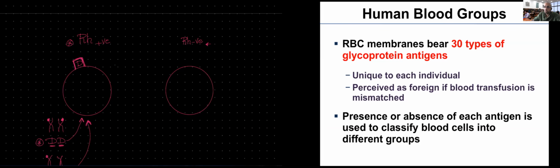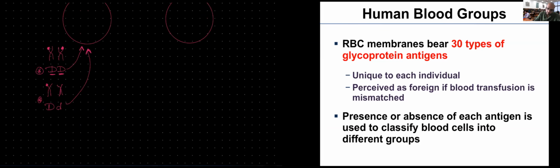So being RH positive means you are either capital D capital D, which means you have two copies of the gene coding for the D antigen present on both chromosomes, the ones that you get from your father and the ones that you get from your mother.